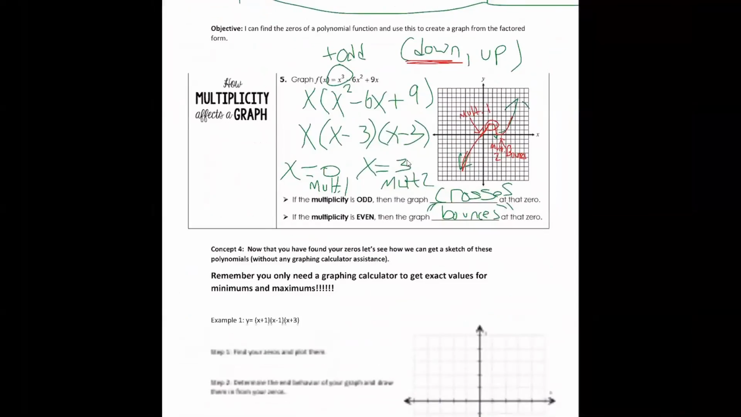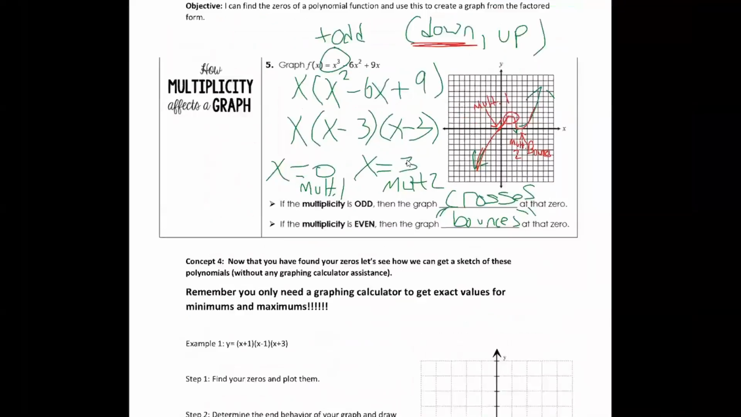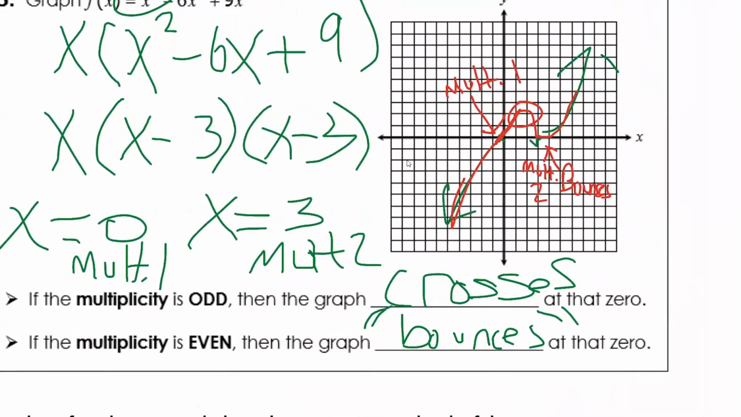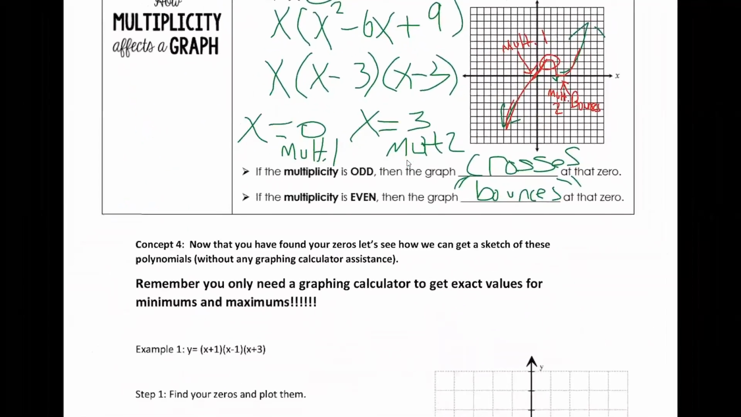Let's look at another example, but basically that's the idea. If you have a multiplicity of 1, it's going to cross through that point to the other side of the x-axis. If you have an even multiplicity, like 2, 4, 6, though it would be unusual to have one that high for what we're doing, it would bounce at that point, touch it and then shoot the same direction it came from. But let's look at another problem.